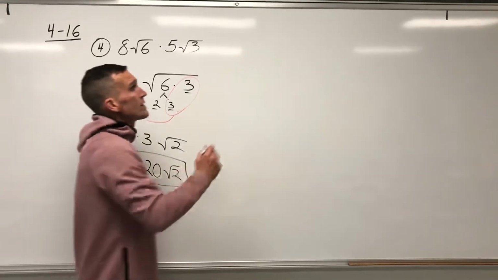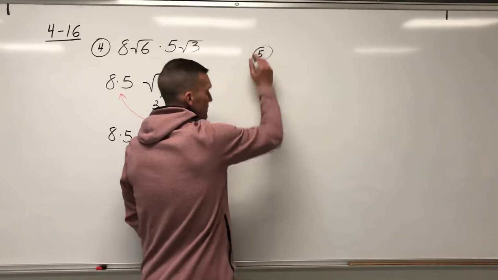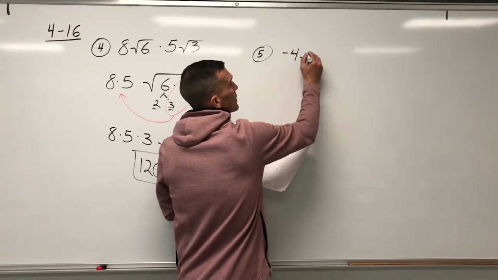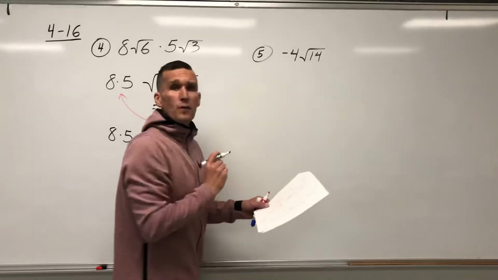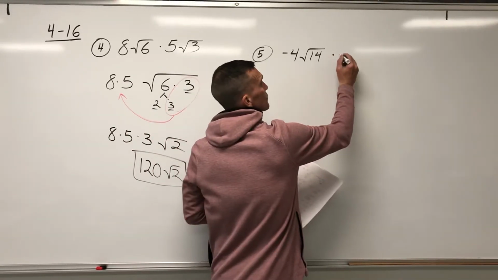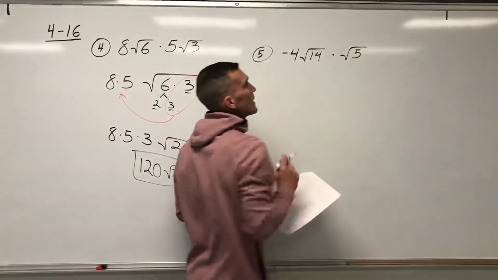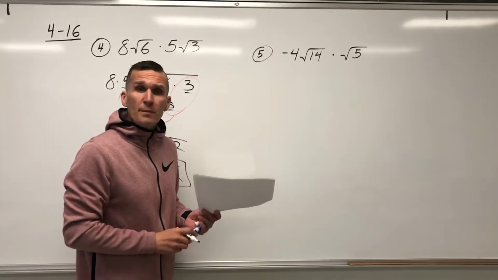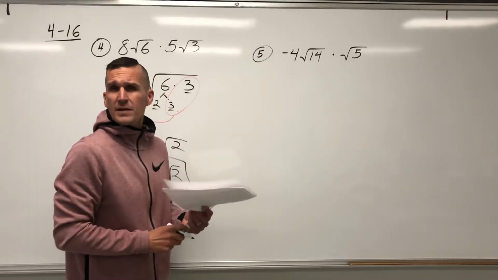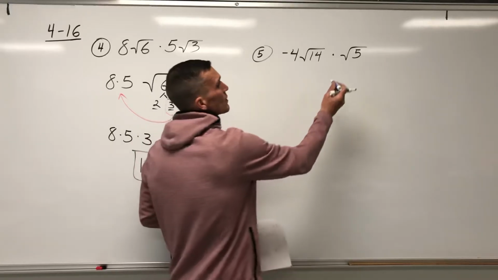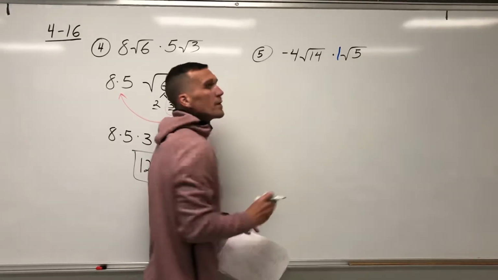Last example of the day, number 5. We're going to have negative 4 rad 14, remember I say rad instead of square root a lot, times rad 5. This one might be a little bit tricky for people because there's an invisible number. And they might think, well, that negative 4 is outside, what's the other outside? If you don't see the outside piece, you can always put the invisible 1.